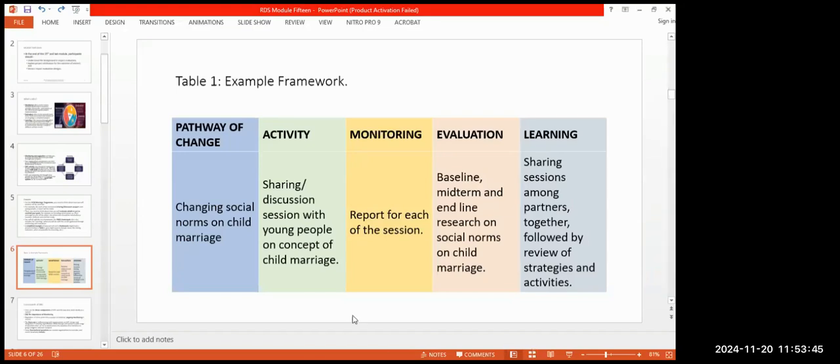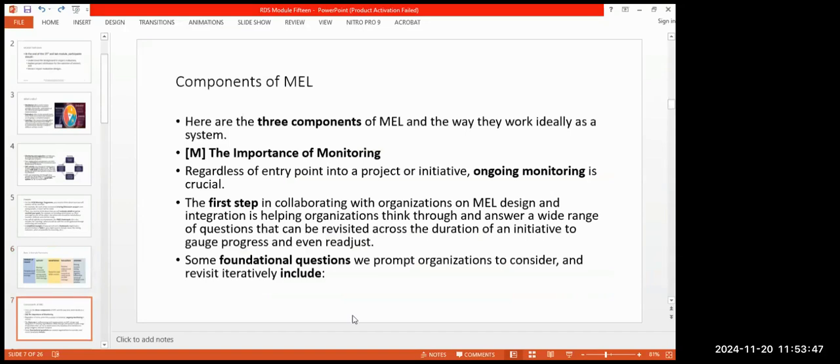I ask that we proceed, and now just talk about the components. All right, what are then the components of MEL? That's monitoring, evaluation, and learning. There are, of course, three.